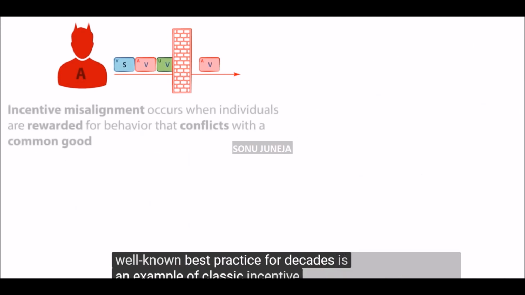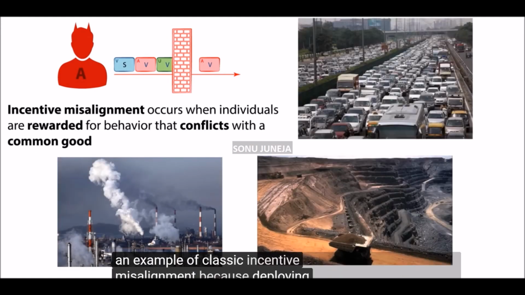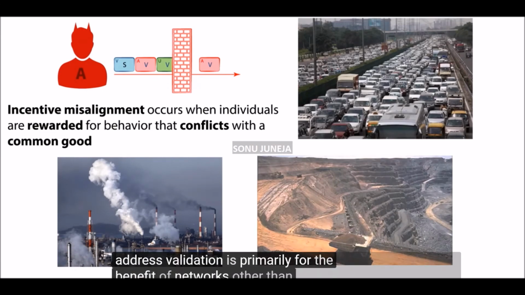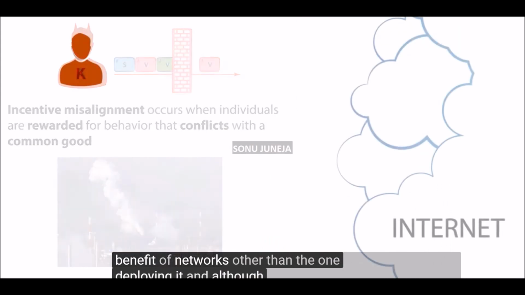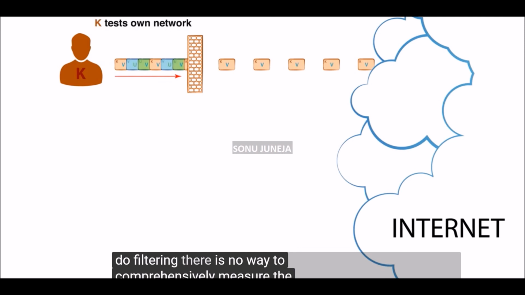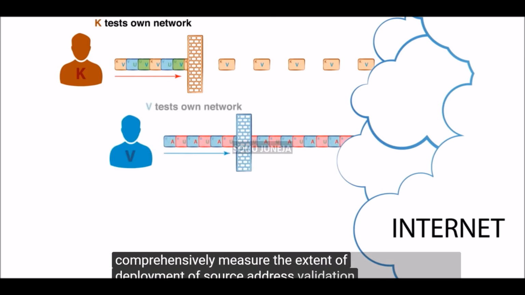is an example of classic incentive misalignment, because deploying source address validation is primarily for the benefit of other networks than the one deploying it. And although many networks do filtering, there is no way to comprehensively measure the extent of deployment of source address validation on the internet.